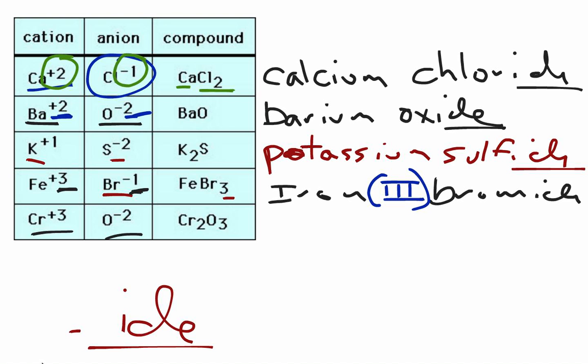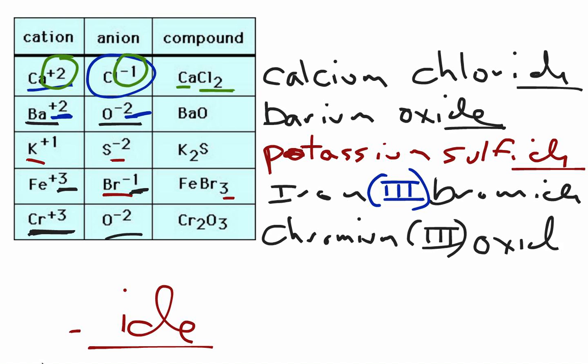So now we put these together. We have another one. Chromium is a transition metal. So it's chromium 3, we cross the charges, and we get oxide. So that is our binary ionic naming.